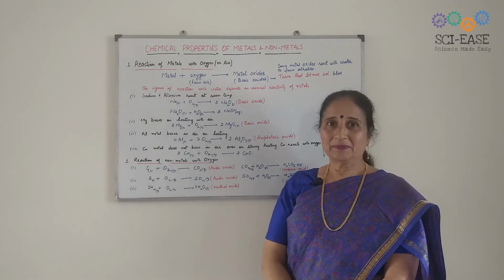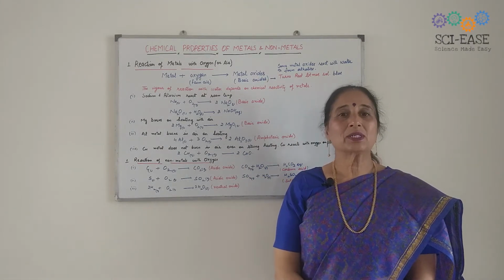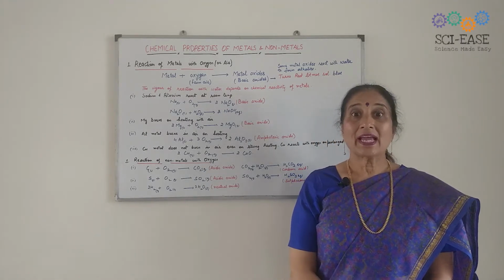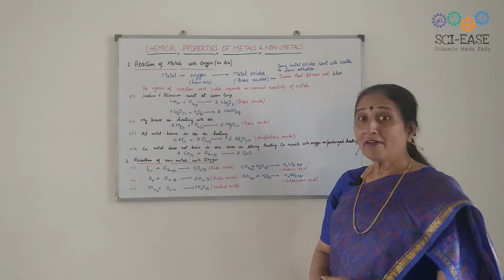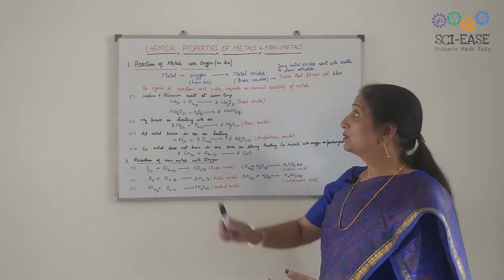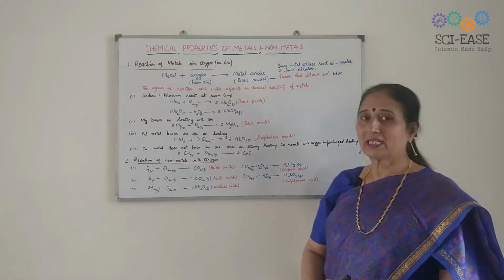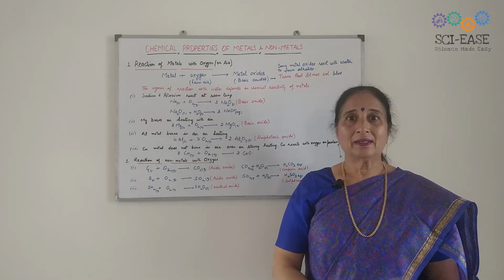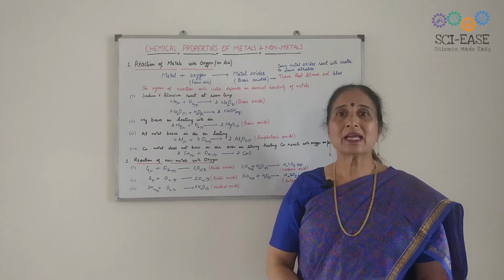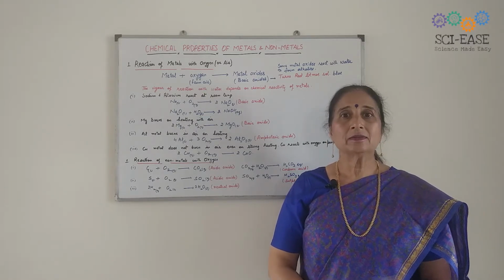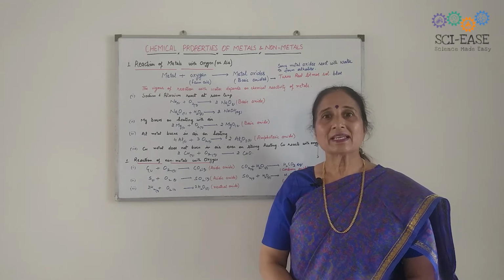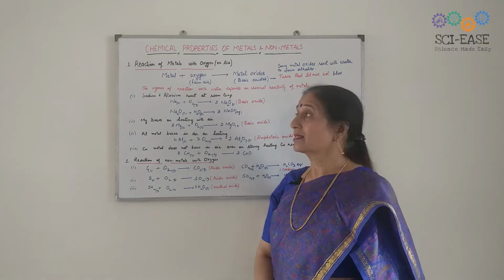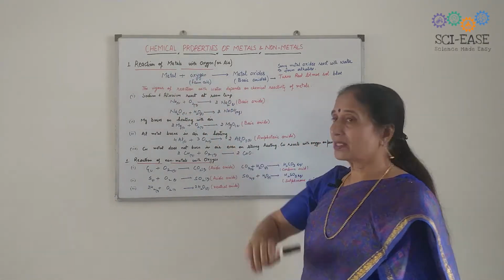In the last video, we discussed the physical properties of metals and nonmetals. In this video, I will tell you about the chemical properties of metals and nonmetals. Side by side, we will discuss the chemical properties, that is, the reaction of metals and nonmetals with air, water, acids, and some salt solutions. So first is the reaction of the metals with oxygen.